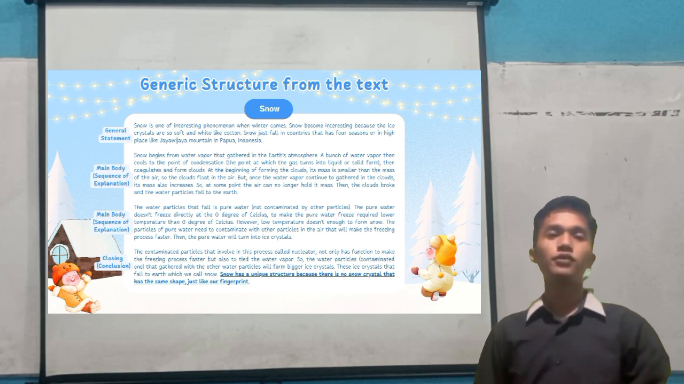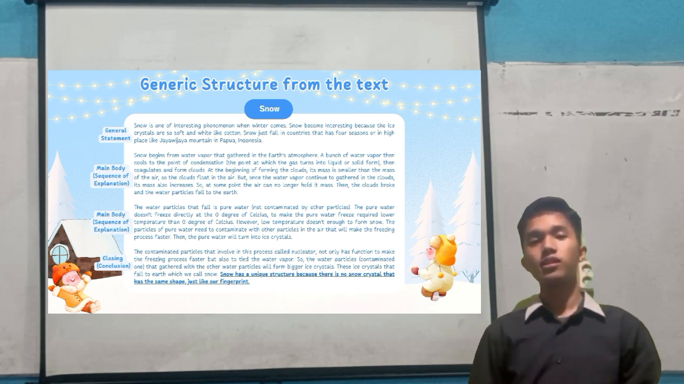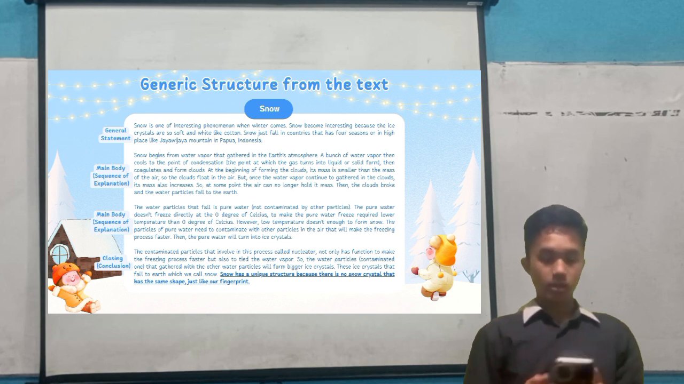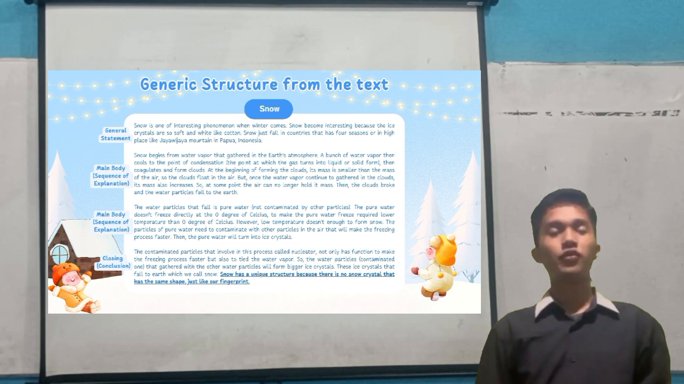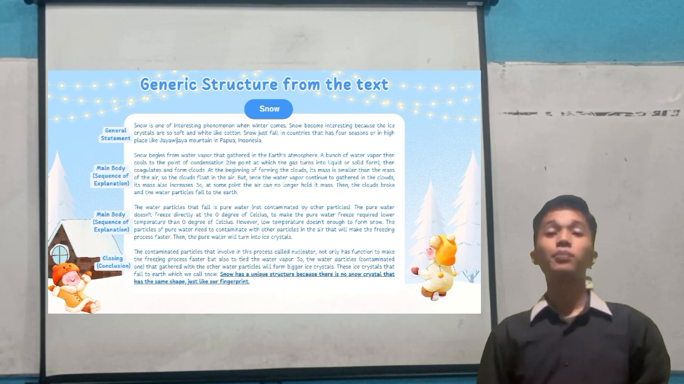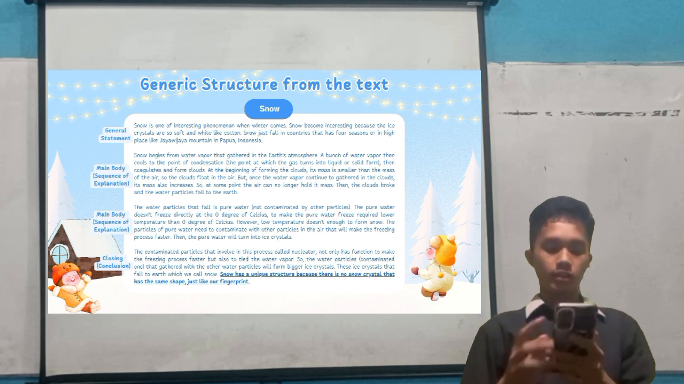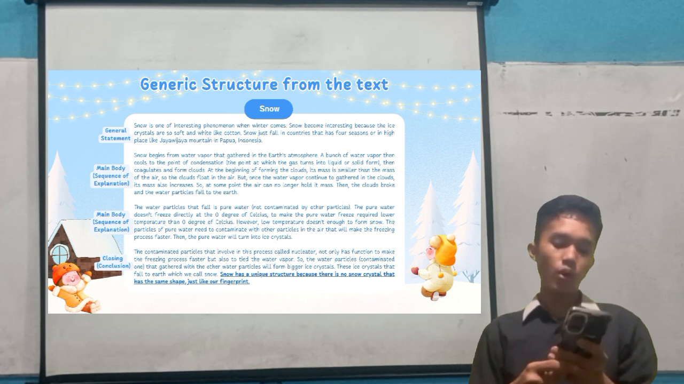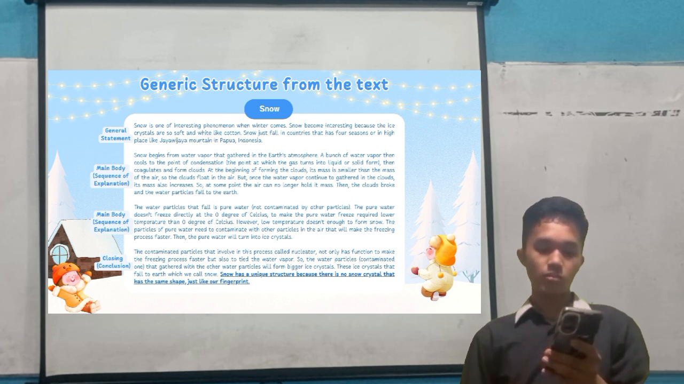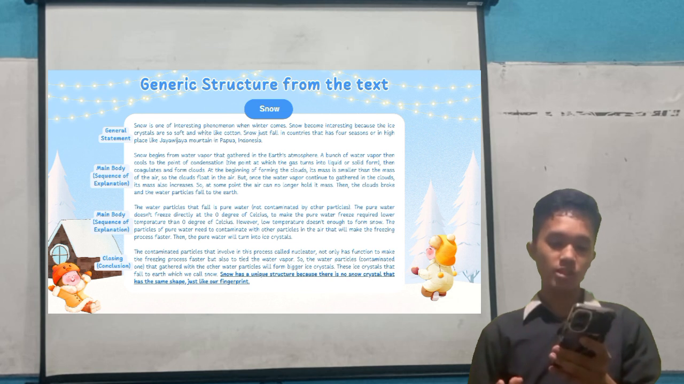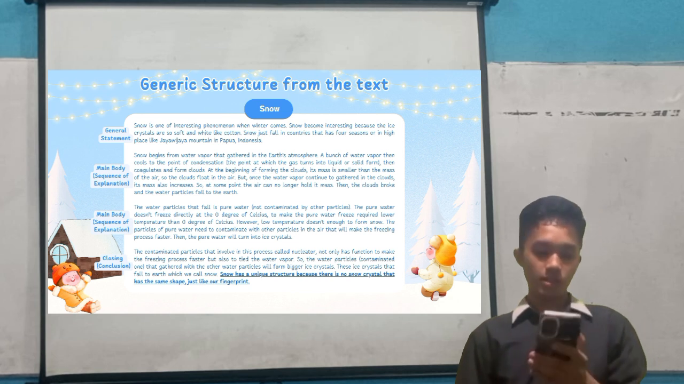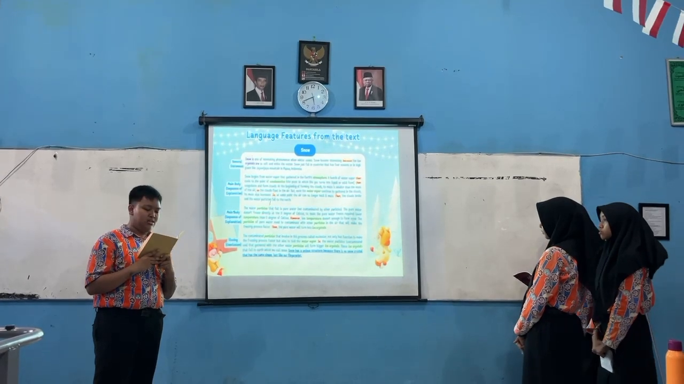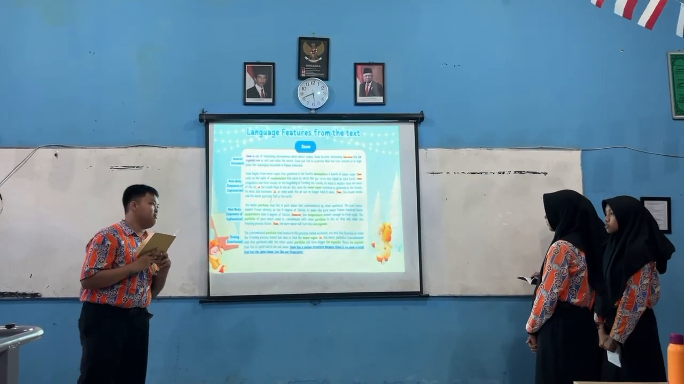And the last generic structure is the closing or conclusion. The closing or conclusion of this text is located in the fourth paragraph, from the sentence: Snow has a unique structure because there is no snow crystal that has the same shape, just like our fingerprint. Thank you, Helen. Next will be explained by Alan.